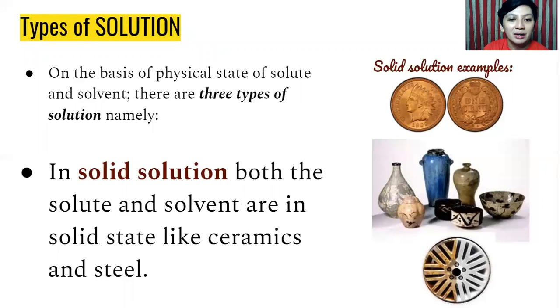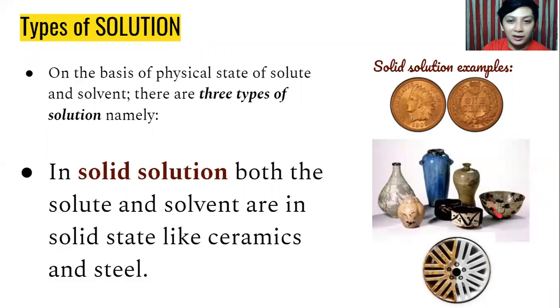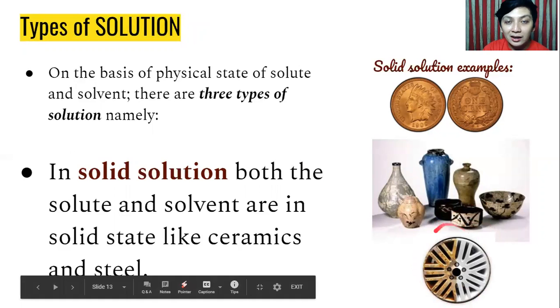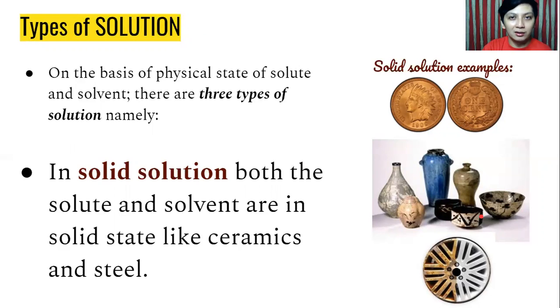solid solution. Both the solute and solvent are in solid state like ceramics and steel. So we have here coins, ceramics, jars, plates, and anything that can be found in our kitchen. So those are ceramics, the plates and all. And then we have also steel that we use in wheel. Okay, if you have cars in your houses, even the cover of your car is made up of alloy. So that is a solid solution.